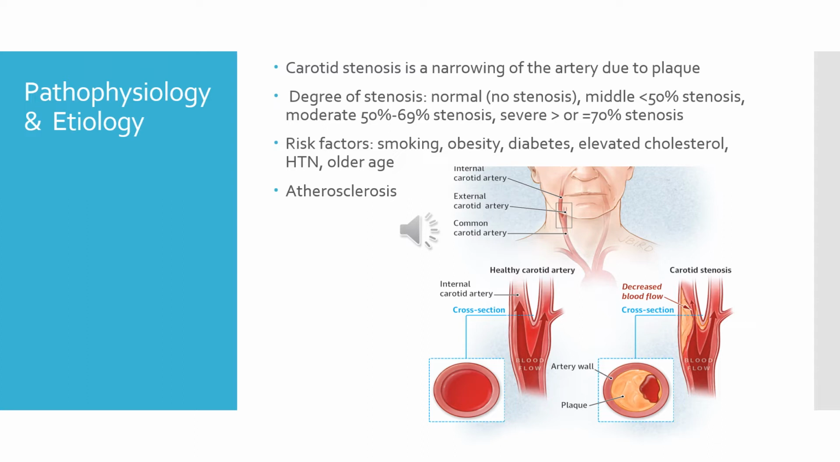The degree of stenosis is determined by grayscale and Doppler ultrasound and should be classified into categories of normal, so no stenosis, less than 50% stenosis, 50 to 69% stenosis, or greater than or equal to 70% stenosis, which would be severe. The internal carotid artery should be diagnosed as normal with an ICA peak systolic velocity of less than 125 centimeters per second, and no plaque or intimal thickening visible. This patient's peak systolic velocity was 482 centimeters per second, so it was definitely classified as severe.